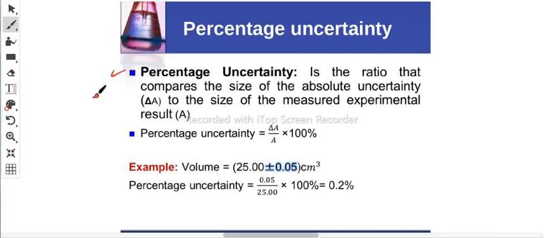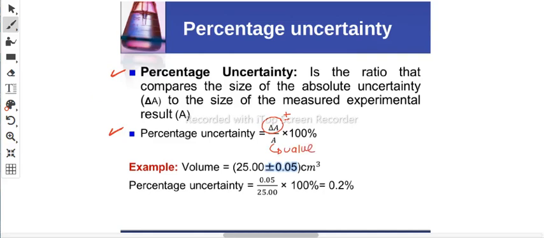Percentage uncertainty is the ratio that compares the size of the absolute uncertainty, as plus minus, to the size of the measured experimental results. We have here a rule. To calculate the percentage uncertainty, you need to take the delta A, here I'm talking about the plus minus as absolute for the equipment or the tool that you have, over the value, and you need to multiply by 100%.